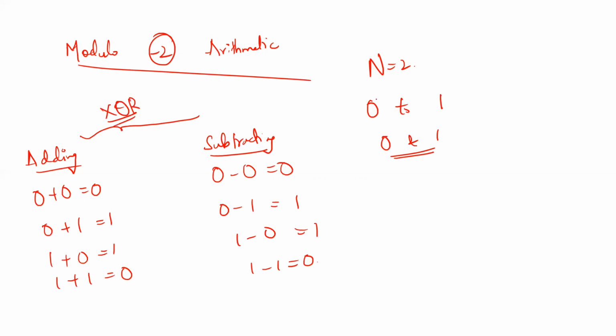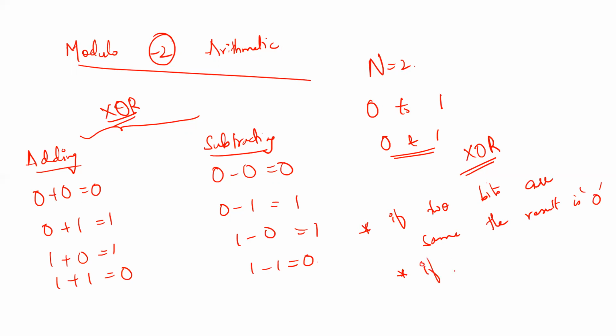In the case of XOR, if you remember, if two bits are the same, the result is 0. Sorry, if two bits are same, the result is 0. And if two bits are different, the result is 1.